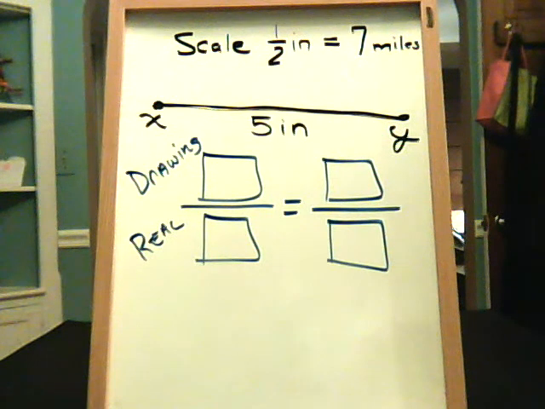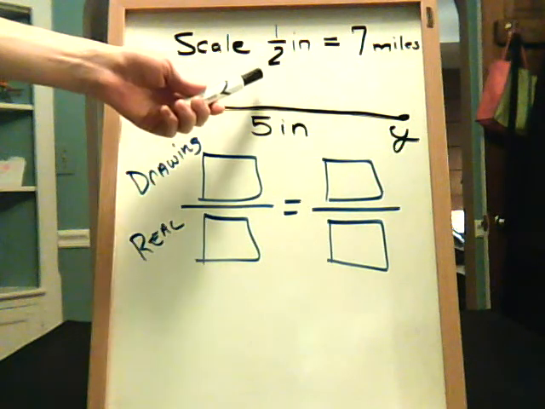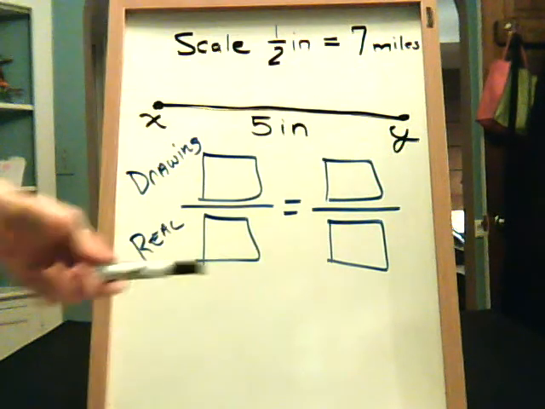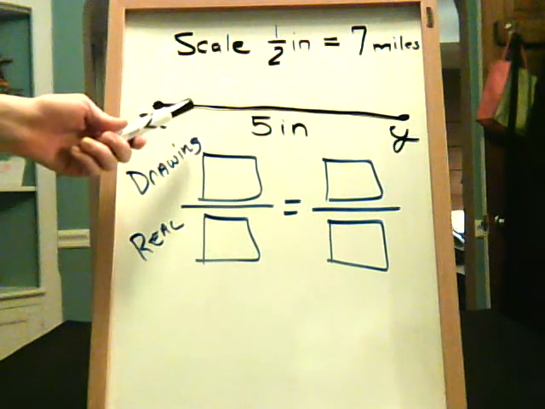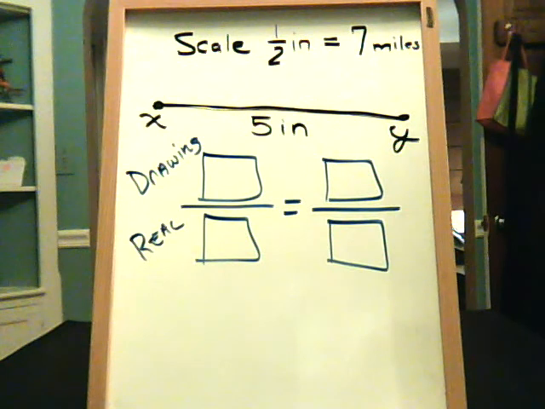In this video, we're going over the problem on the back of the homework that says, what is the distance between point X and point Y? This is really a scale problem. If you look here, the scale is 1/2 inch equals 7 miles. That means 1/2 of an inch on our drawing equals 7 miles in the real world.